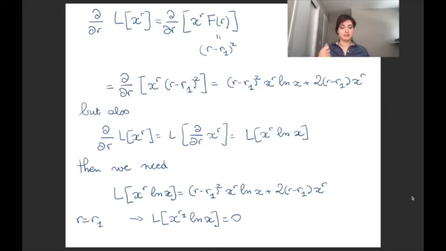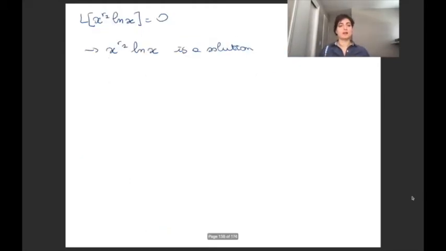But we're setting r equal to r1. So for r equal to r1, the right-hand side that we just wrote is equal to 0 because we have those two terms, r minus r1, in front. So the differential operator computed at x to the power r1 times logarithm of x is equal to 0. But things that satisfy our differential operator applied there equal to 0 are solutions to our initial ODE. So x to the power r1 times logarithm of x is a solution.